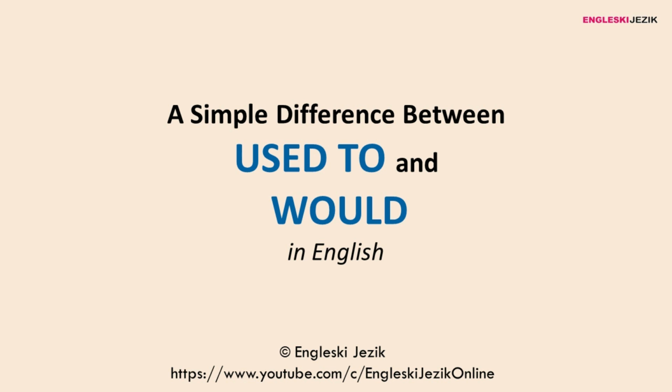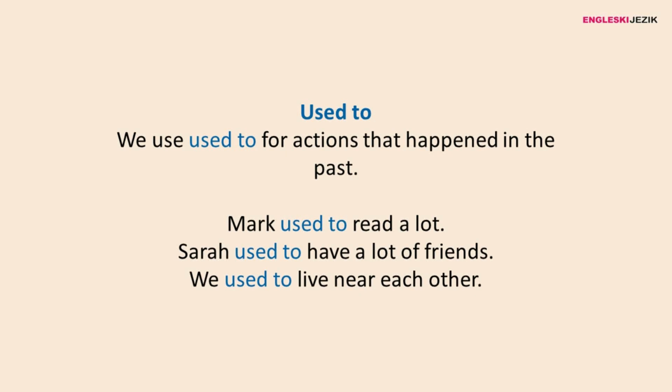A simple difference between used to and would in English. Used to. We use used to for actions that happened in the past. These actions, even though they occurred in the past, also ended in the past. These actions did not continue to the present. And of course, we pronounce used to as "used to" and not "use to".